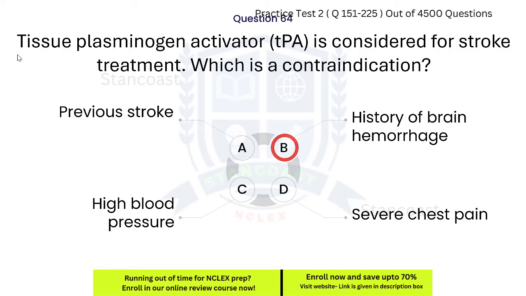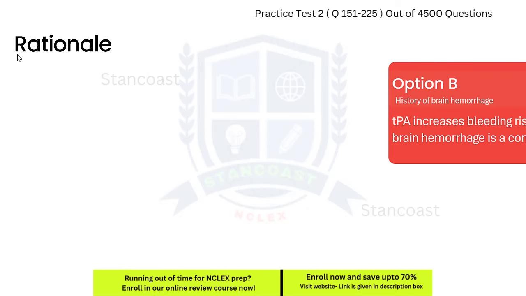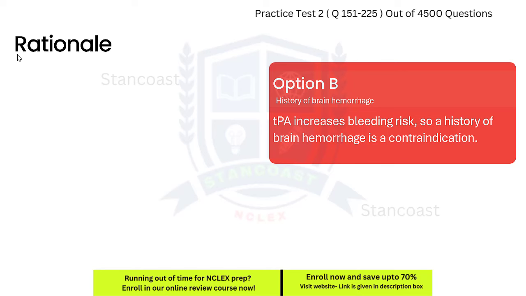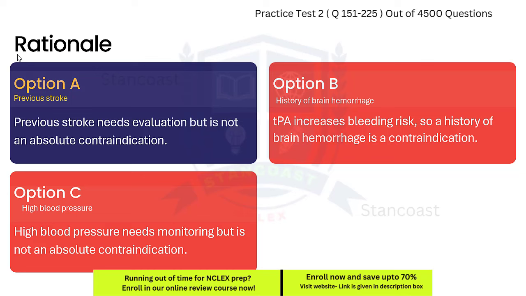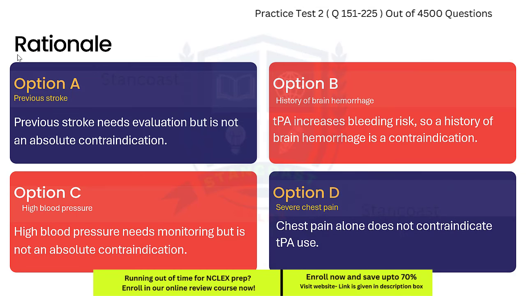The correct answer is B. History of brain hemorrhage. TPA increases bleeding risk, so a history of brain hemorrhage is a contraindication. Previous stroke needs evaluation, high blood pressure needs monitoring, and chest pain alone does not contraindicate TPA use.